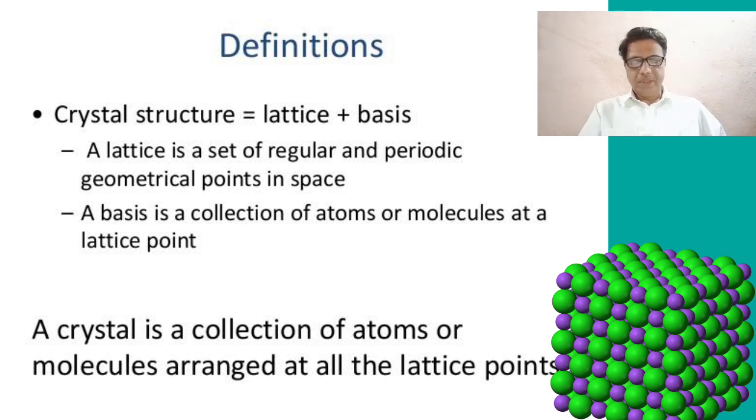So simply, what is crystal structure? It is the 3 dimensional arrangement of particles in a crystal. It is the 3D arrangement of particles in a given structure. So simply, how is it formed? It is formed by the 2 basic concepts, that is lattice and basis.